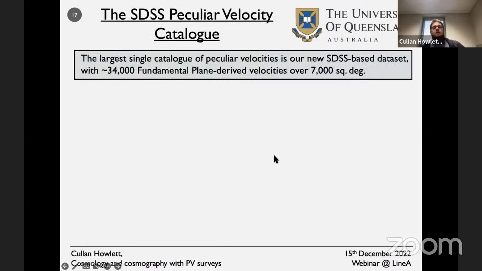And so the largest single catalog of peculiar velocities we have now is what they call the SDSS Peculiar Velocity Catalog. It was released earlier this year and contains about 34,000 peculiar velocities over an area of about 7,000 square degrees. So this means that it's not full sky, but it is very, very dense. And it does go to higher redshift than any previous peculiar velocity catalog as well.